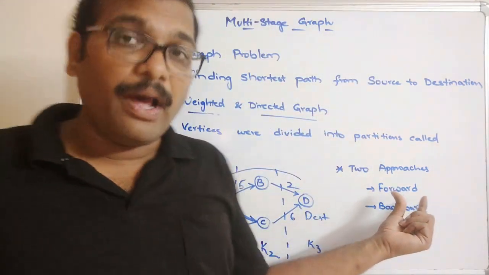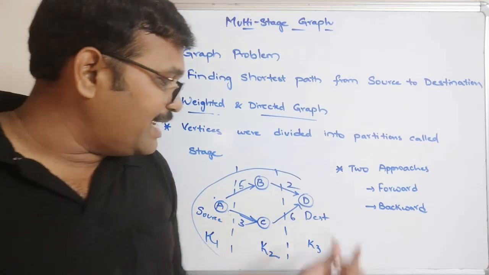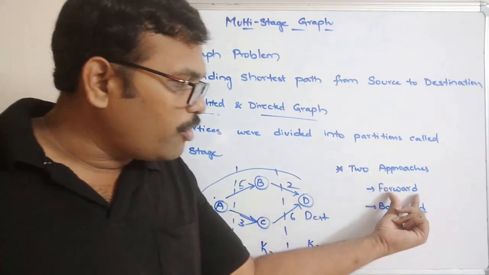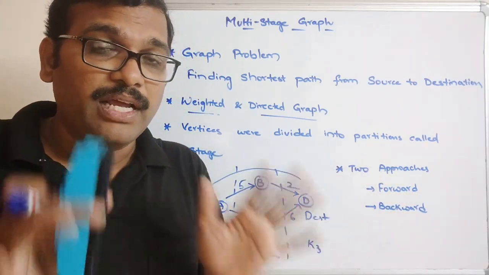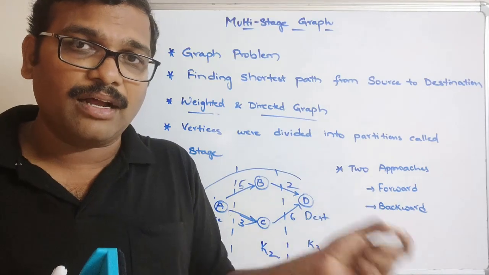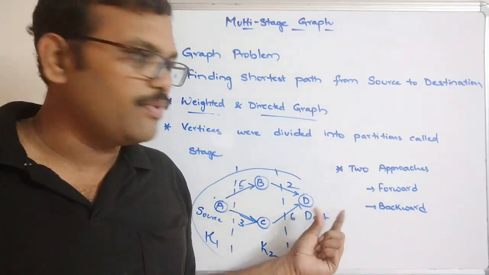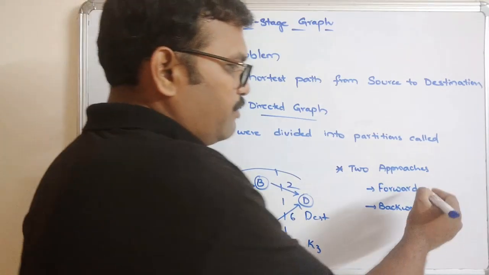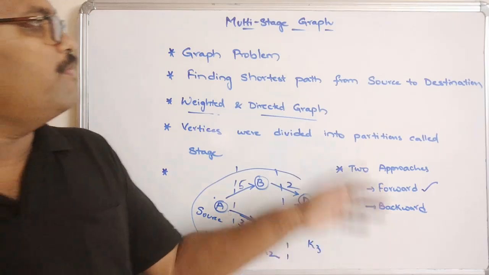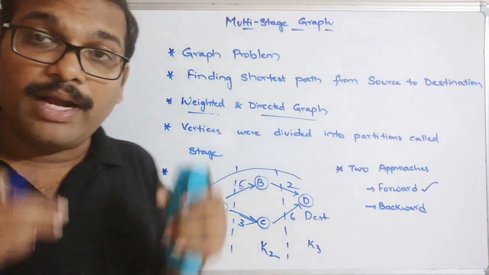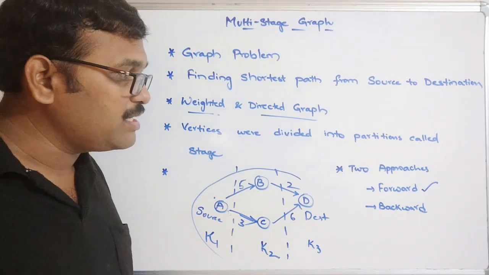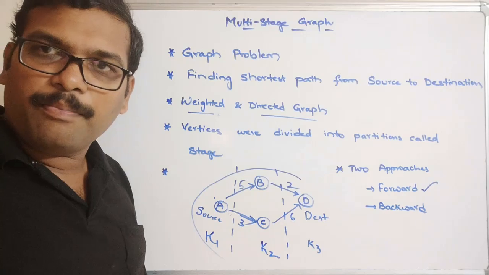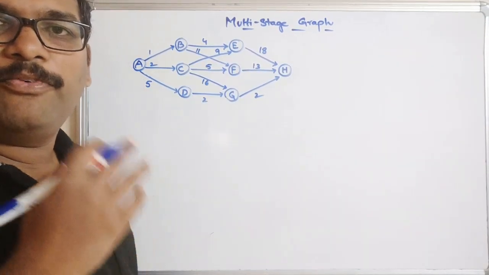If you are using the forward approach, we are supposed to select the destination first and solve the problem. That we call the forward approach. Don't get confused. In the forward approach, we start our process from the destination itself. And if it is backward, we have to start from the source itself. Now in this session we will see the forward approach of solving this multi-stage graph problem. Let us take an example and solve this multi-stage graph problem using dynamic programming with the forward approach.